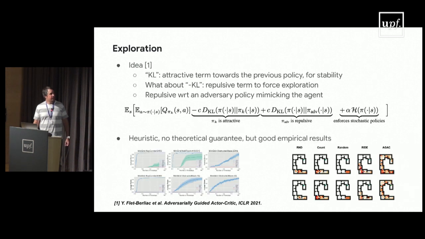You can use this kind of idea for exploration, in the sense that what we've seen so far is that you have a Kullback-Leibler term that says, I want to stay close to the previous policy. But you can change the sign and say, I want to deviate from this policy, to perform some sort of exploration. And this works pretty well in some settings.